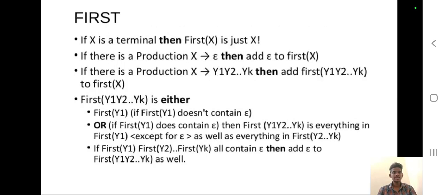First. If x is a terminal, then first of x is x. If there is a production x gives epsilon, then add epsilon to first of x. If there is a production x to y1 y2 and so on to yk, then add first of y1 to first of x. First of y1 y2 up to yk is either first of y1, or if first of y1 contains epsilon, then first of y2 is everything in the first of y1 as well as everything in first of y2 to yk.